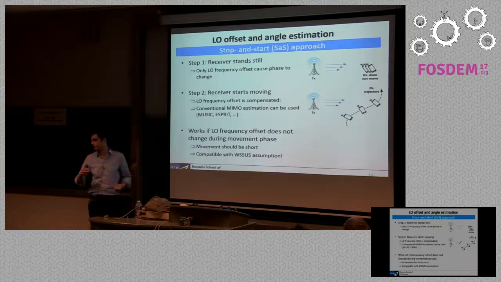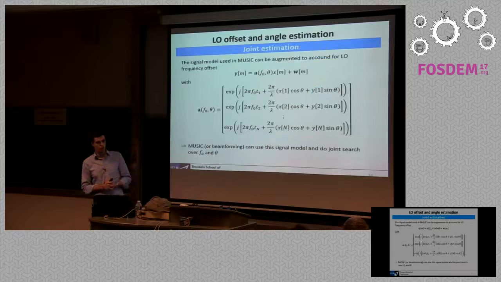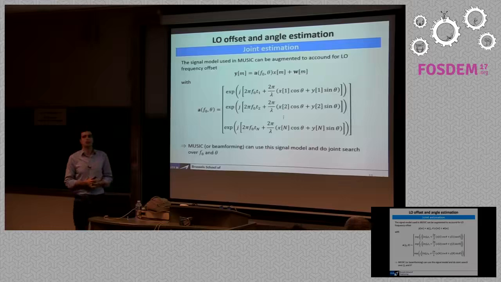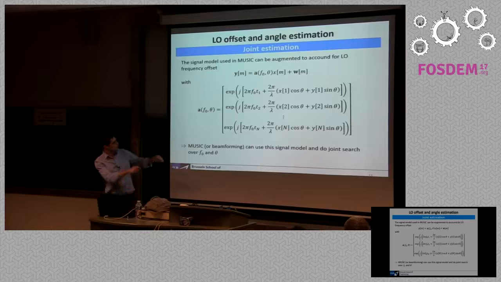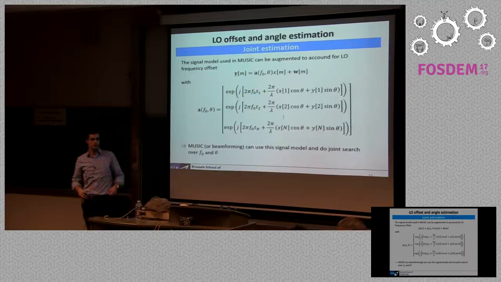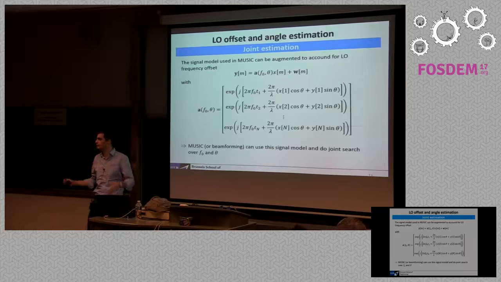So there is another approach which works quite well, which is just augmenting the signal model that you use in your angle of arrival estimation algorithm to include the effect of frequency offsets. If you use this kind of signal model in your MUSIC algorithm, you can just augment the steering vector to add the term which is due to frequency offset. And then you can do a double dimensional estimation over the angles and over the possible frequency offset values. We'll see that this works a bit less well, but it does work, but it's not as stable as the stop and start approach.